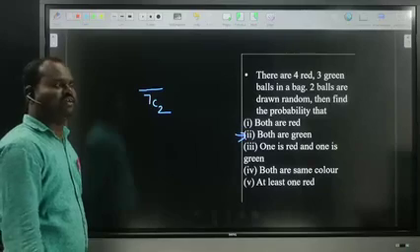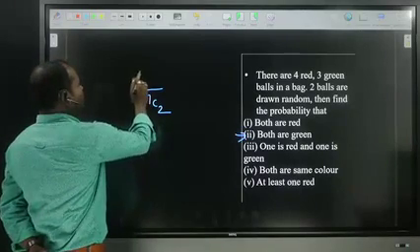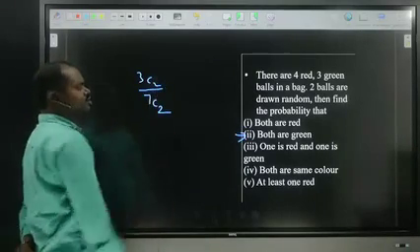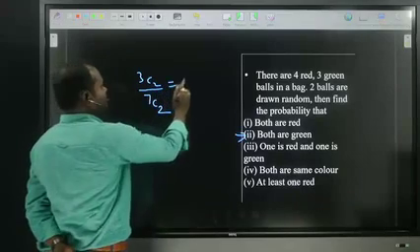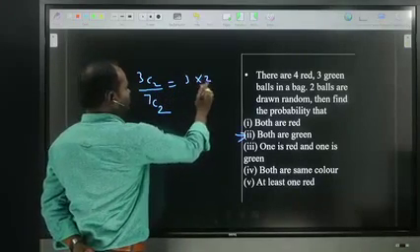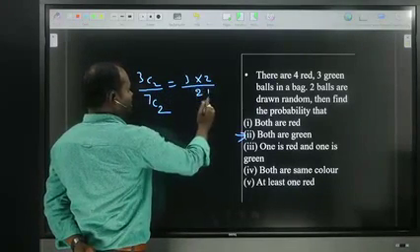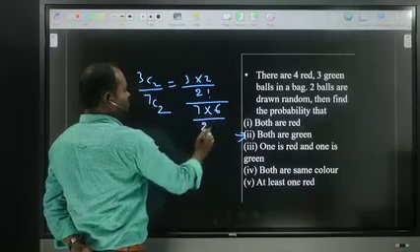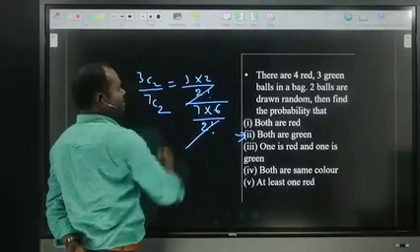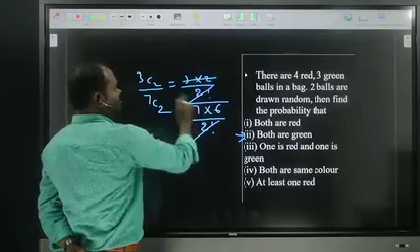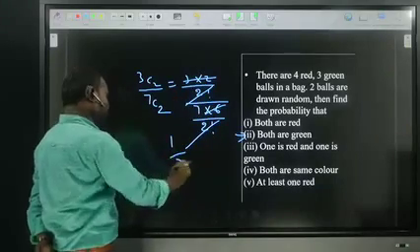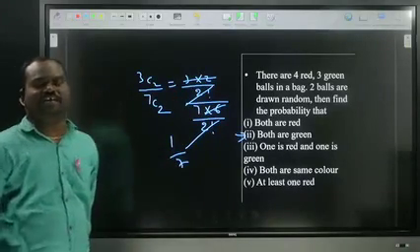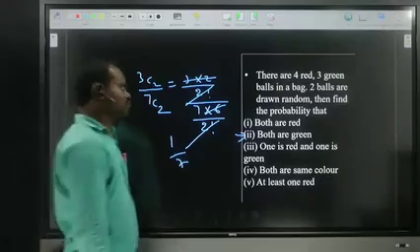How many greens are there? 3. From that we should take 2. So 3C2 by 7C2. So 3 into 2 by 2 factorial by 7 into 6 by 2 factorial. 2 factorial, 2 factorial cancel. 3 2s are 6, 6 cancel. Right, 1 by 7 is the right answer. Answer is 1 by 7. Now we are moving to the next question.